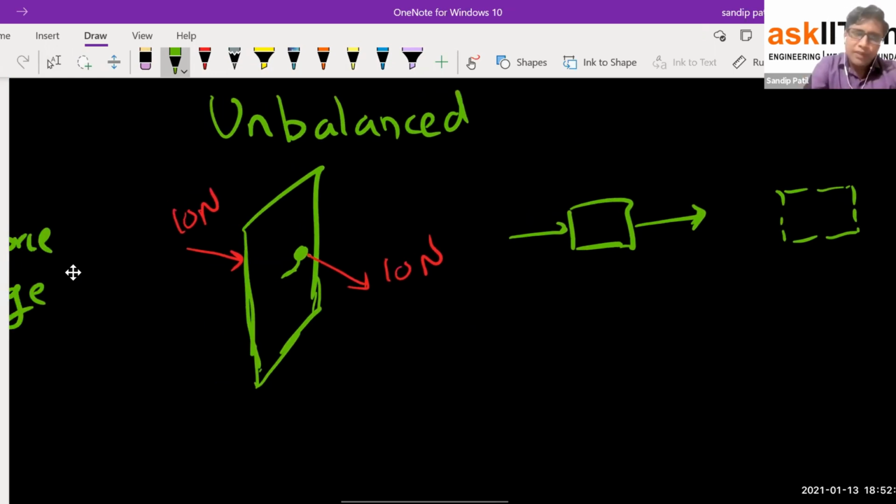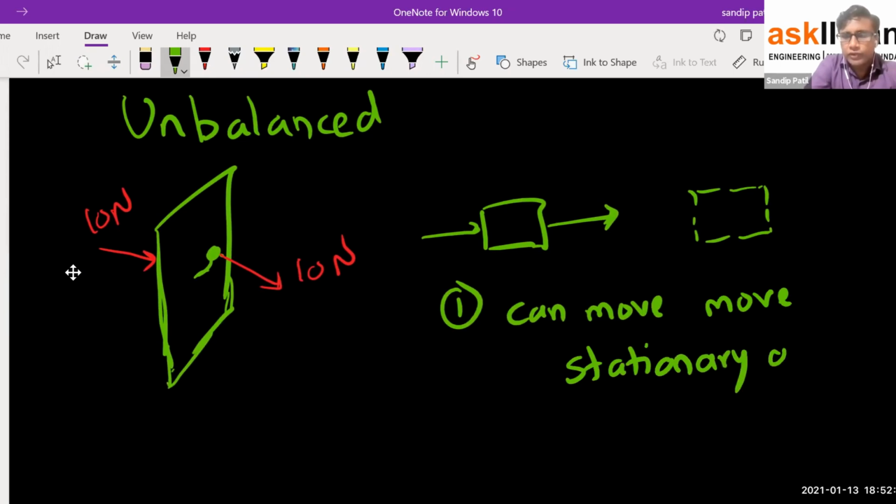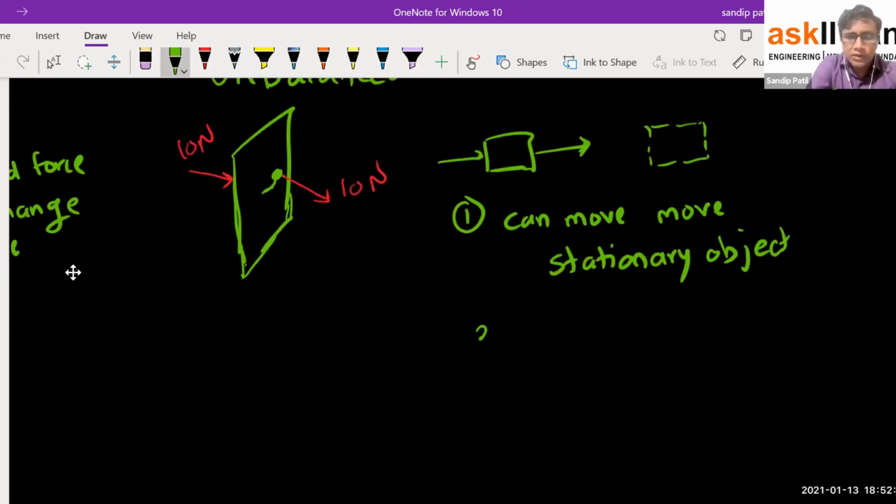So simple, what you are supposed to remember about this unbalanced force. First thing, it can move a stationary object. This is the first point. Remember, it can move a stationary object. Then the second thing you should remember about this, it can also stop a moving object. It can stop a moving object, right?